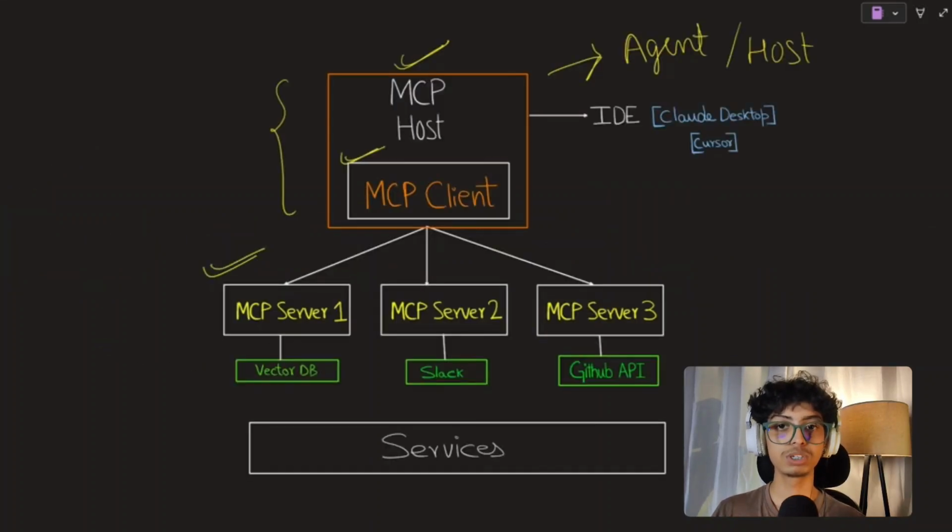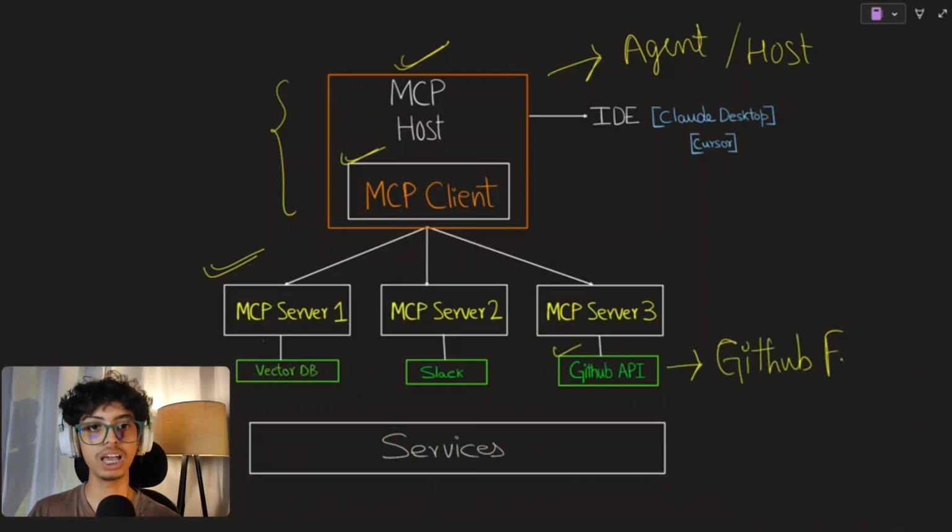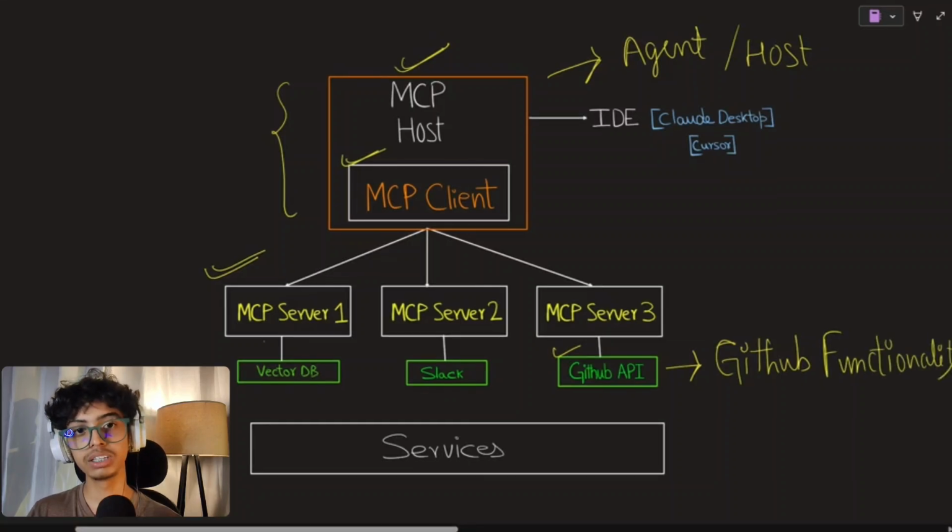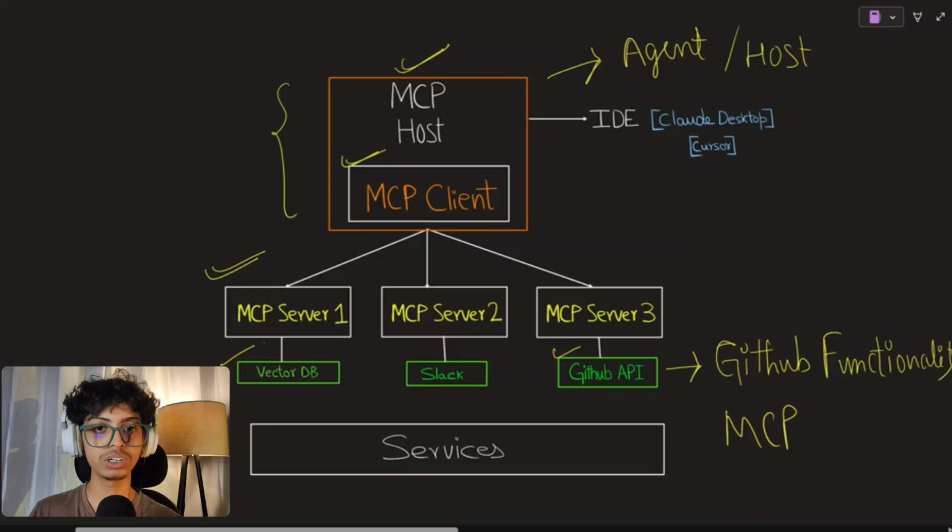So the third is the MCP server. So this is the tool or service you want to connect to. So there is a GitHub MCP server that wraps GitHub functionality and exposes it in the standard MCP format. There is a database MCP server and a file MCP server and a Slack MCP server.